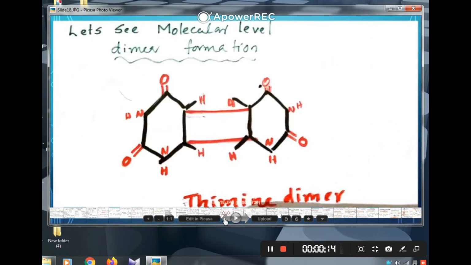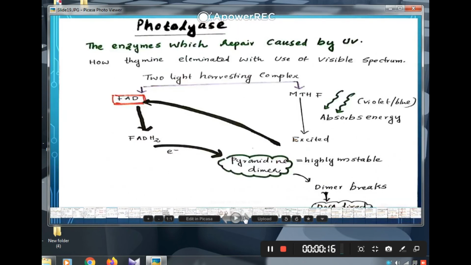Let's go over it one more time. The photolyase enzyme has two light harvesting complexes: FAD and MTHF. When it absorbs light energy it is excited, and the energy goes to the FAD, which becomes FADH2. This FAD gives an electron to the pyrimidine dimer, the dimer breaks, and the DNA becomes fixed. That's all about the photolyase enzyme and the photoreactivation process.